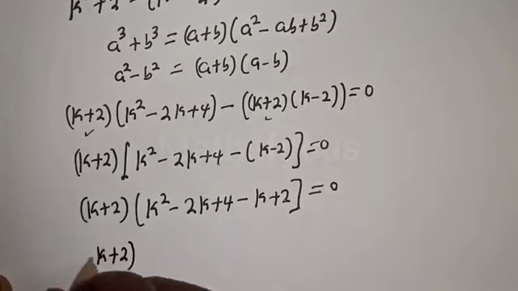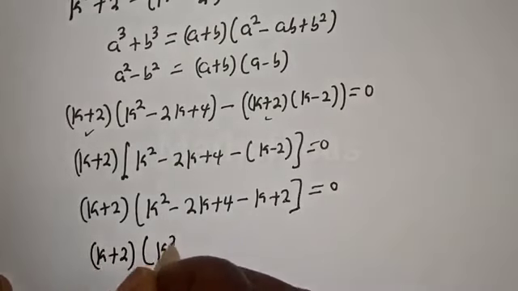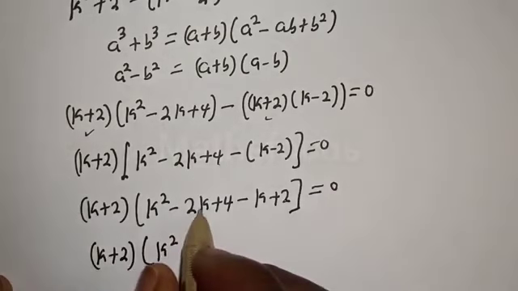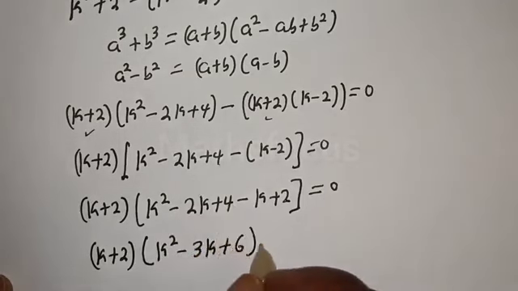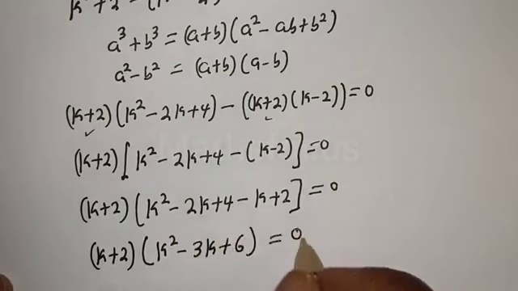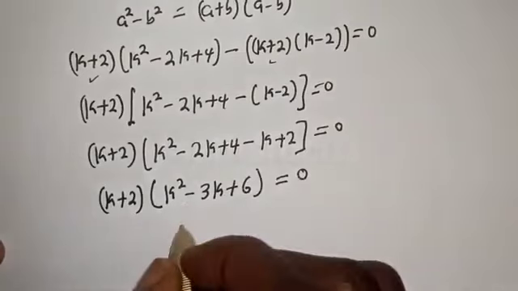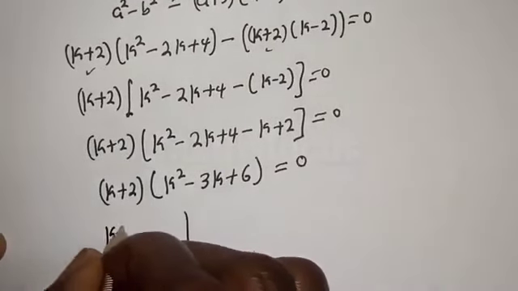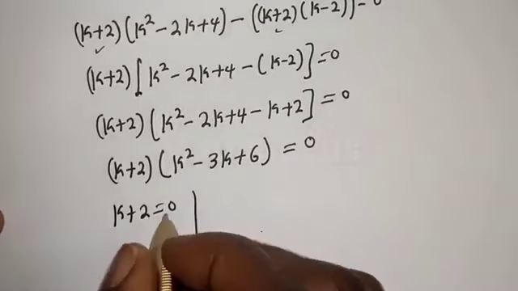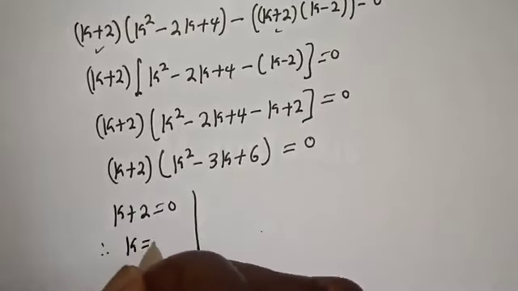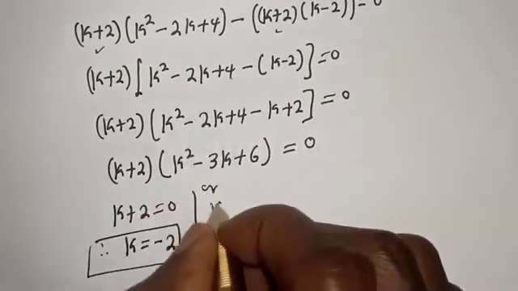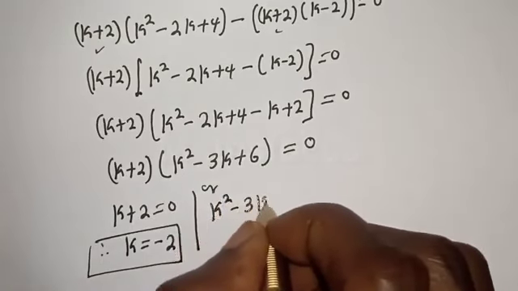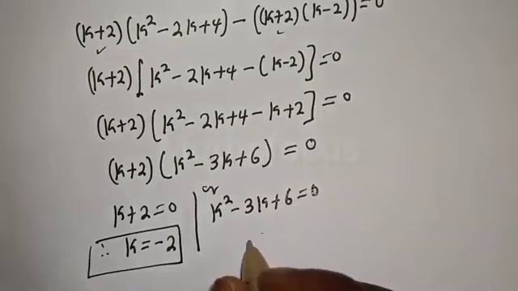k plus 2 bracket k square minus 2k minus k, minus 3k, 4 plus 2, plus 6 is equal to 0. There are two cases here. The first case is k plus 2 is equal to 0. Therefore, k is equal to minus 2. Or the second case, k square minus 3k plus 6 is equal to 0.